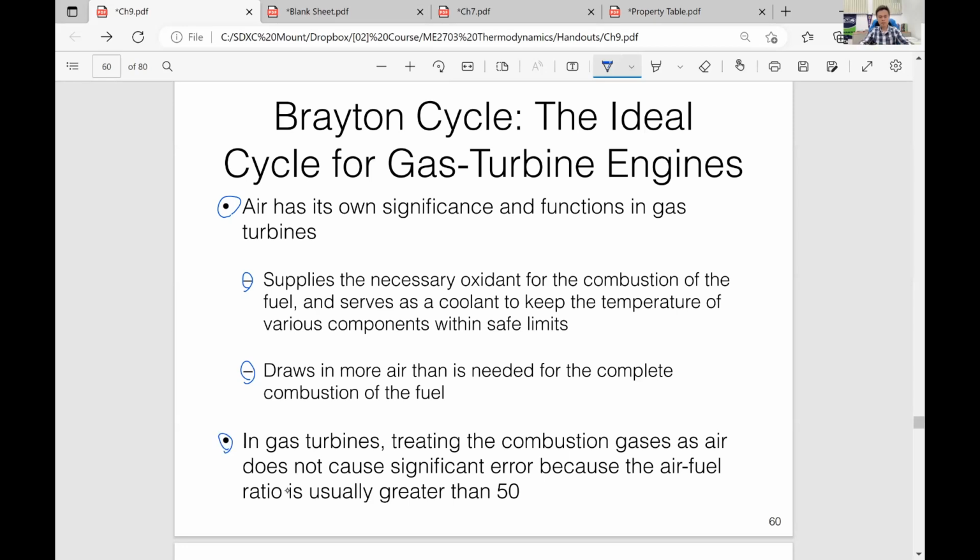Then in a gas turbine engine, treating the combustion gases as air does not cause significant error, because the air-fuel mixture ratio is usually greater than 50. So that means 50 air to 1 fuel. Because this ratio is just too big, we can just treat the air-fuel mixture just like air.